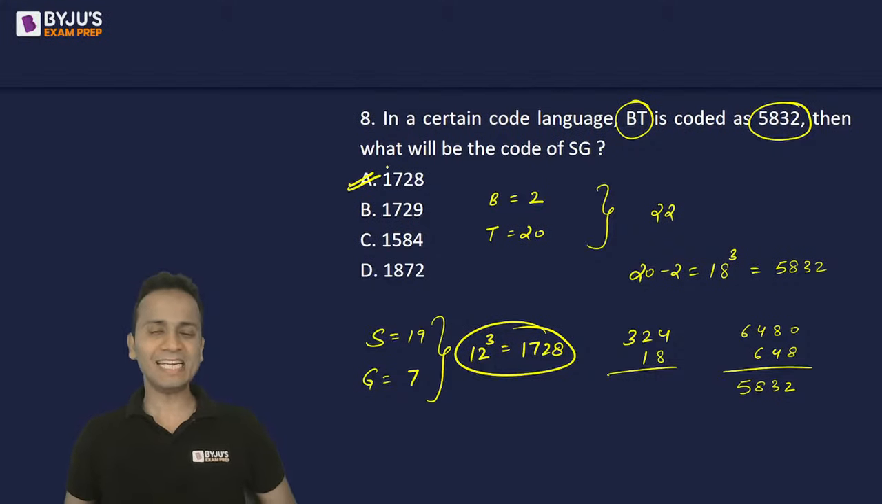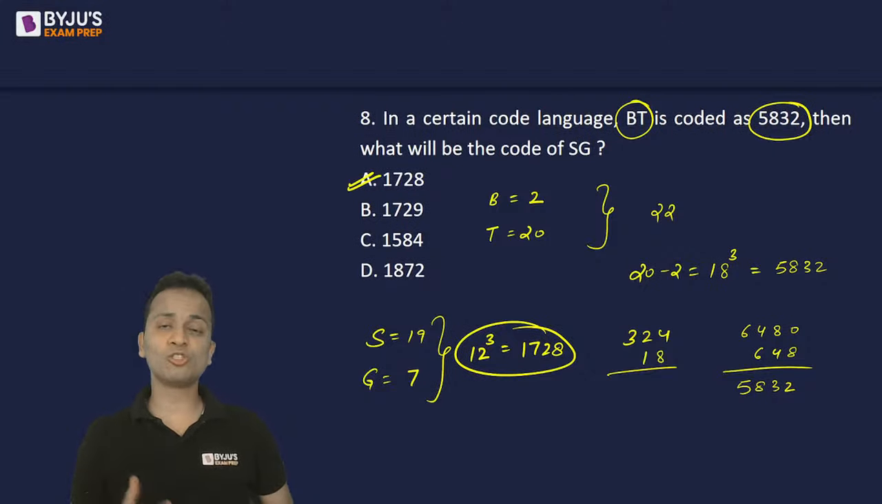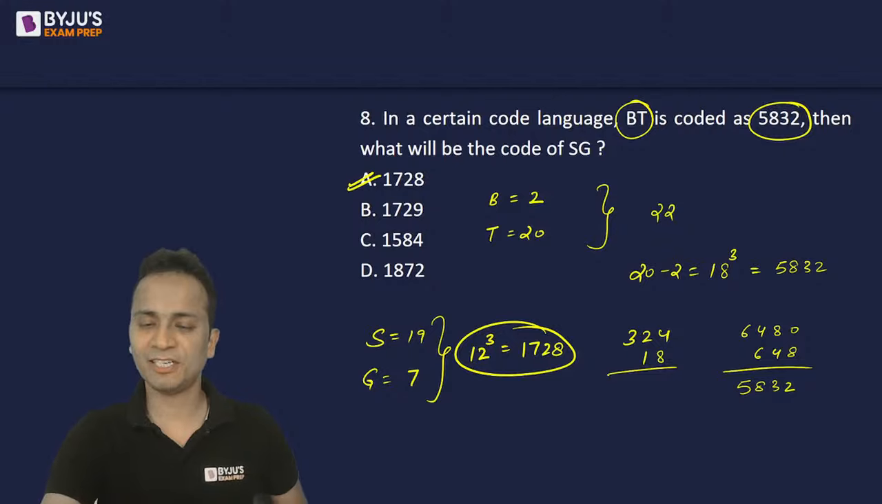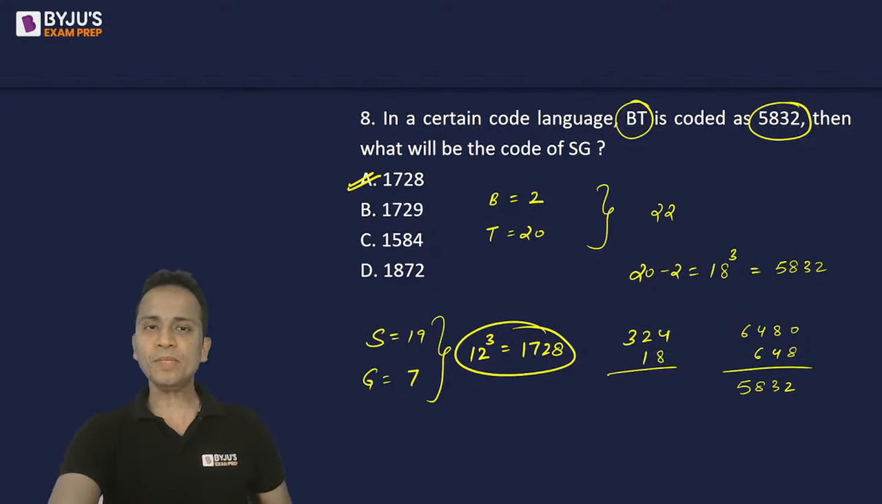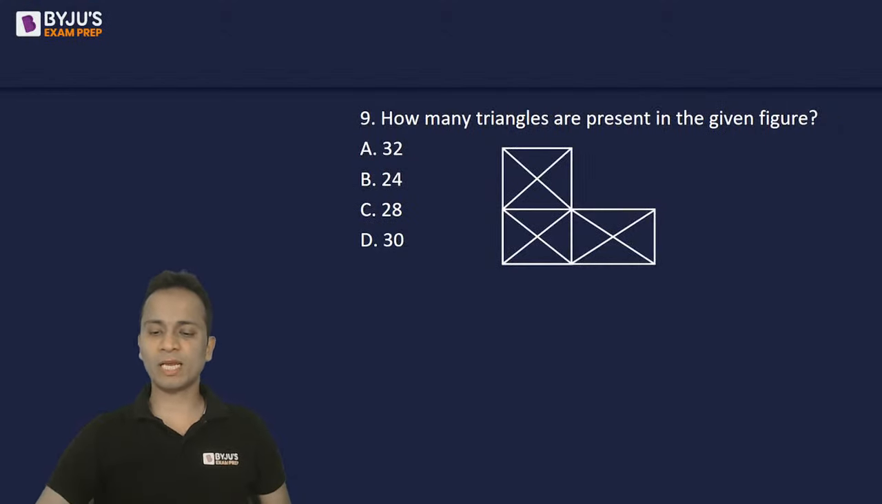All right, slightly difficult one, but yes, such kind of questions, such kind of logics can also be seen in our examination, right? Okay, let's move ahead. So that was question number 8. Let's move on and look at the next question. Question number 9. How many triangles are present in the given figure? A very common type of question.